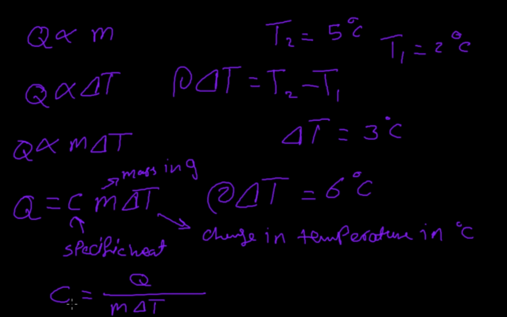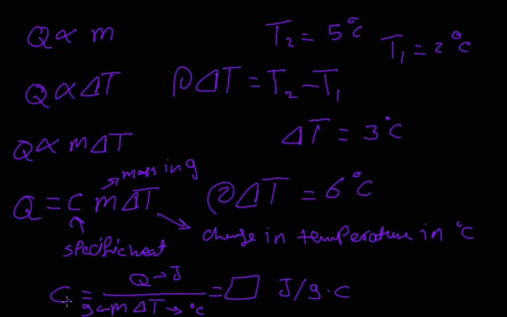So specific heat here is the quantity of heat required to increase the temperature of 1 gram of a specific substance by 1 degree Celsius. And the unit of the specific heat here should be, with Q in joules, M in grams, and delta T in Celsius, joules per gram Celsius.